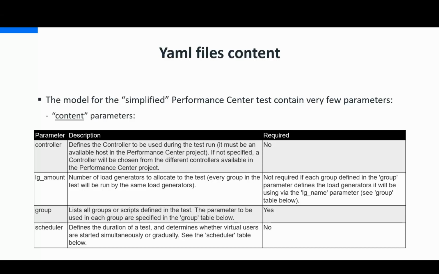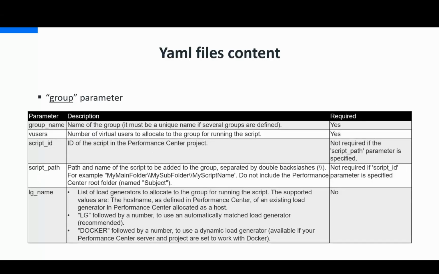The group is a list of groups, so it's an object that is defined in another table. The scheduler is also an object that is defined in another table. Let's look at the group first. On the group, we have the group name, which is just a name that must be unique. Normally, it should reflect the script name. And if you have the same script several times on several groups, just add a number as a suffix, which is incremented for the next one.